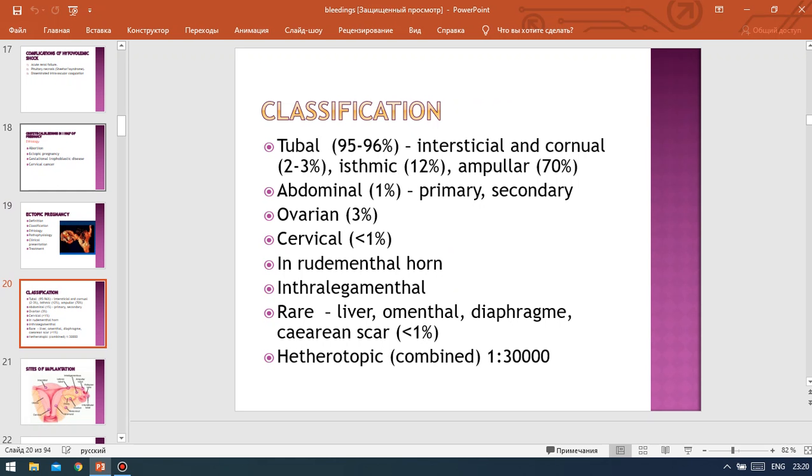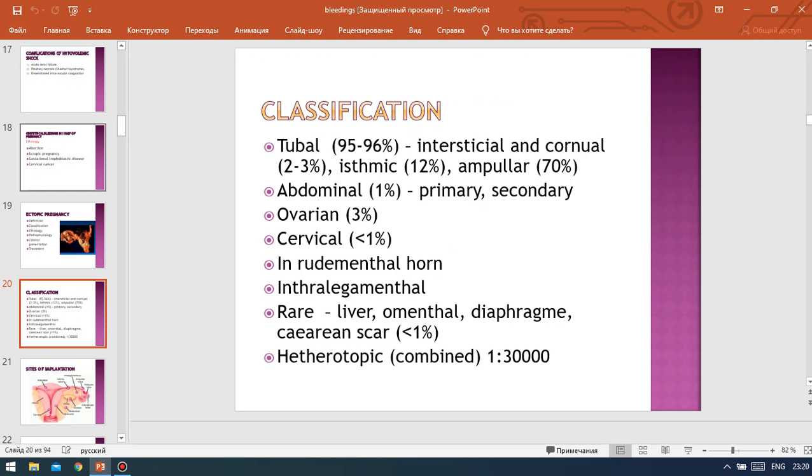Abdominal pregnancy in 1% of cases. We have primary and secondary abdominal pregnancy. Ovarian pregnancy in 3% of cases, and cervical pregnancy in 1% of cases. It is a very dangerous situation if we have cervical pregnancy, because these patients have severe bleeding and sometimes they need hysterectomy and extirpation of the uterus.